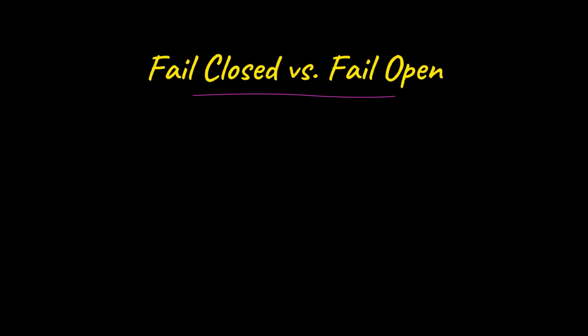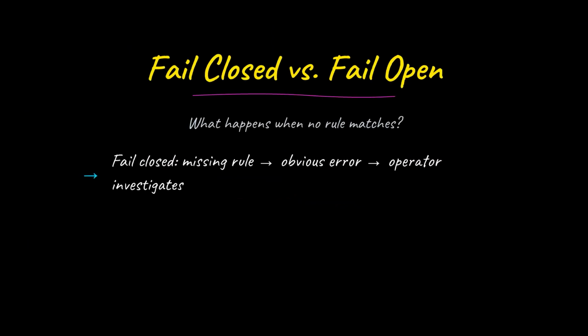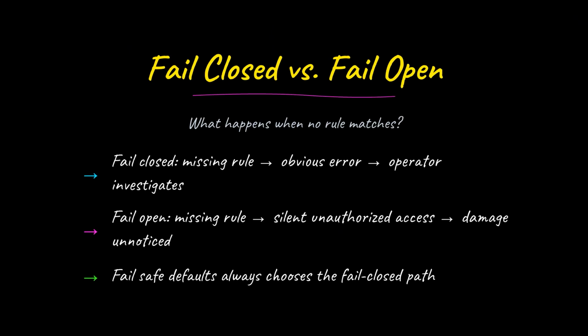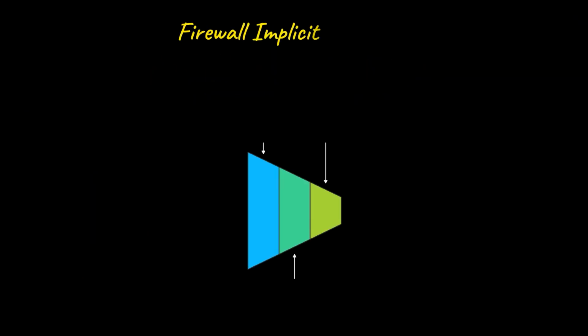It's not just a preference, it's a deliberate design choice about what happens at the edges of your policy. When a rule is missing, a system either fails closed or fails open. Failing closed surfaces a visible error that operators can fix. Failing open allows silent, unauthorized access that may never be noticed, which is the far worse outcome. Fail-safe defaults mandates the fail-closed behavior.